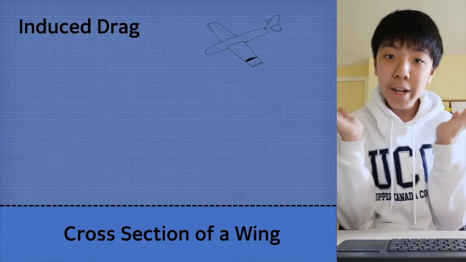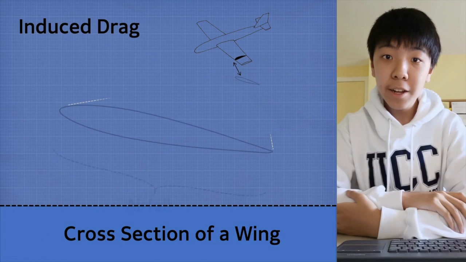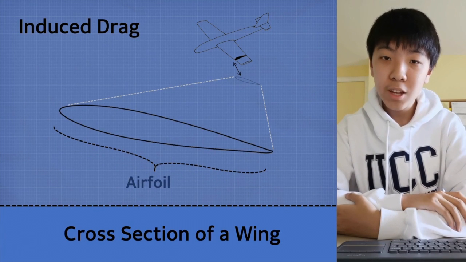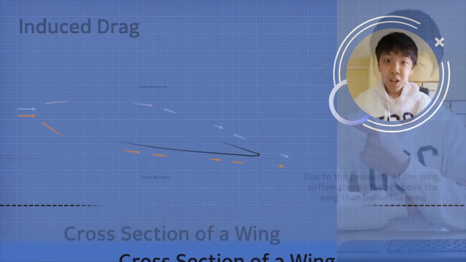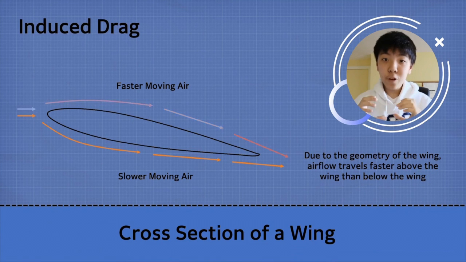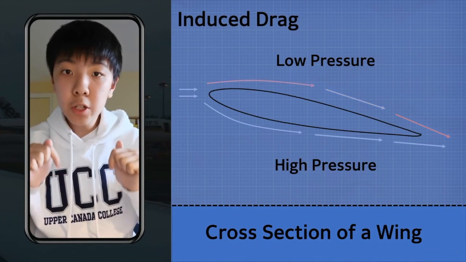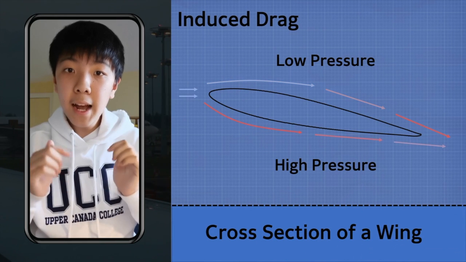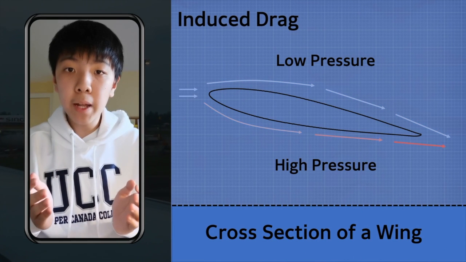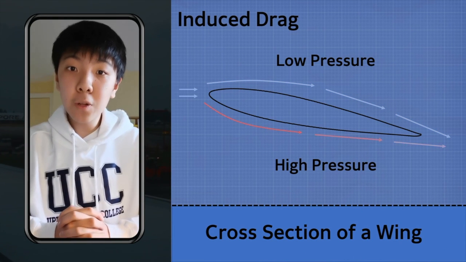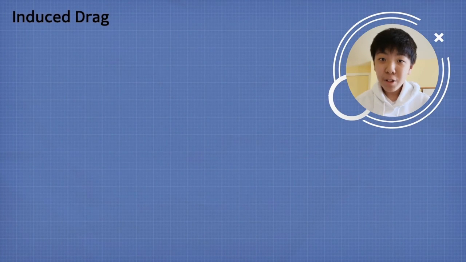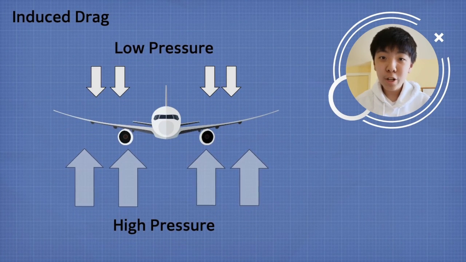To visualize why induced drag happens, let's take a look at a cross-section of an aircraft's wings, also known as an airfoil. Due to the curved shape of the airfoil, the split airflow will travel faster on top of the wing compared to below the wing. Bernoulli's principle states that the faster the air travels, the less pressure it will exert on the wings. As a result, this will create a pressure imbalance, where the air pressure is higher below the wing than above it. High pressure air really wants to move towards low pressure air.